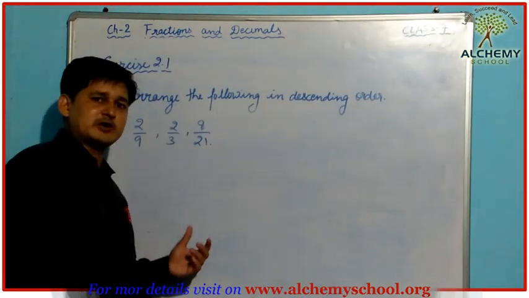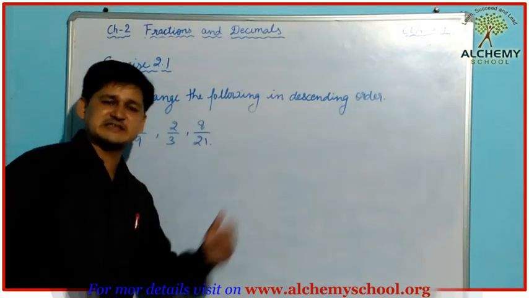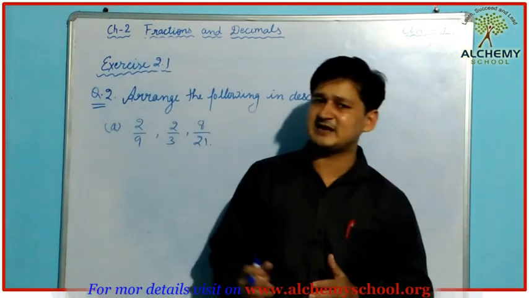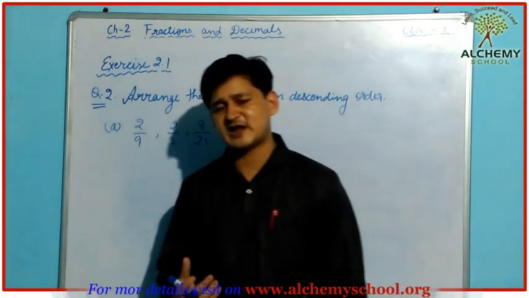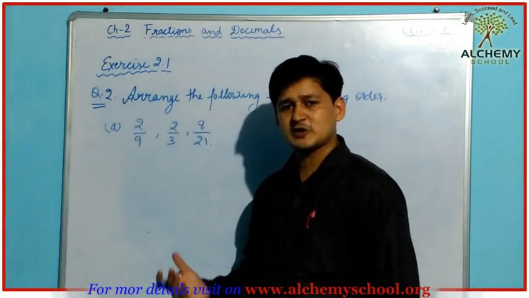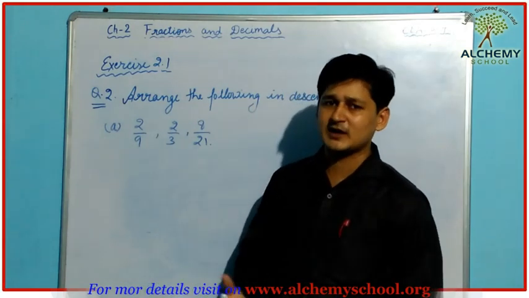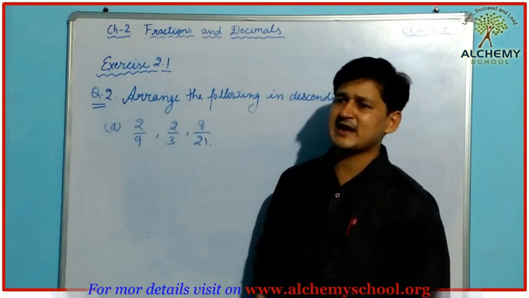So now we are going to learn how we can arrange the given fractions in ascending order or descending order. We can arrange the given fractions in ascending or descending order when we can determine the values of the given fractions. If we are able to examine the values, which fraction is smaller and which fraction is greater, then only we can arrange them.